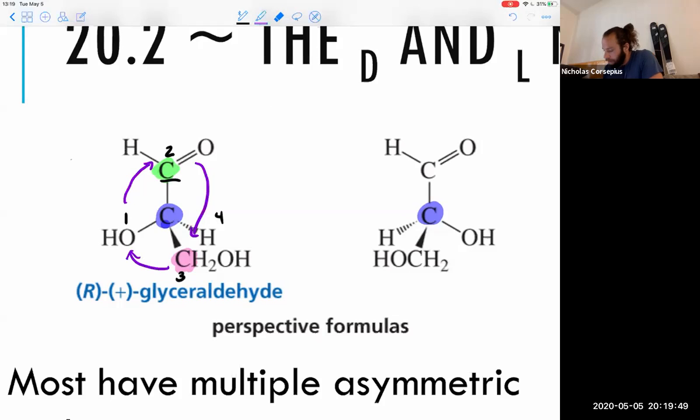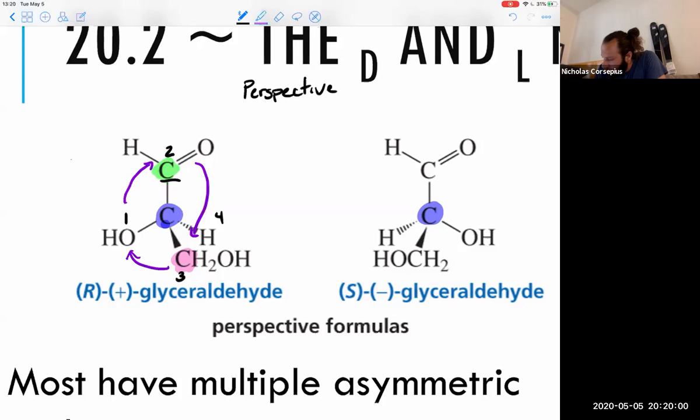All right. And then the other one is just going to be that mirror image. This is going to be the S configuration. Right? So, from this perspective, clockwise is R and counterclockwise is S, right?